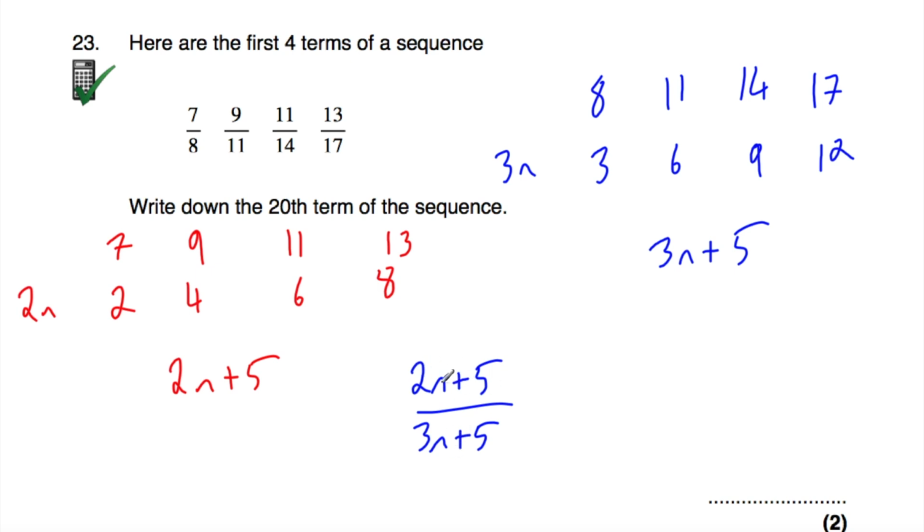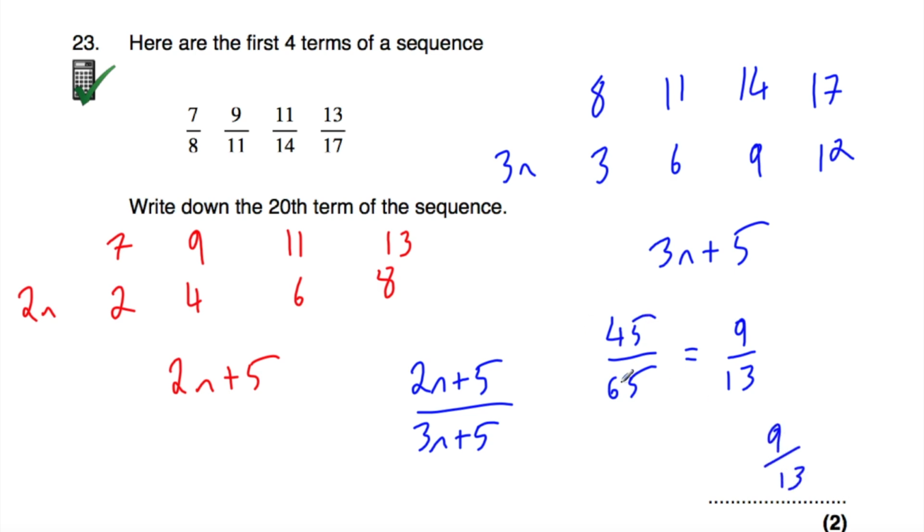So we'll do 2 times 20, that's 40, plus 5 would be 45. And then in terms of our denominator, 3 times 20 is 60, plus 5 is 65. So that means that the 20th term in the sequence would be 45 65ths. Now this can actually be simplified, because we can divide both the numerator and denominator by 5. So 45 divided by 5 would be equal to 9. And 65 divided by 5 is equal to 13. So that means the 20th term in the sequence would be 9 13ths.